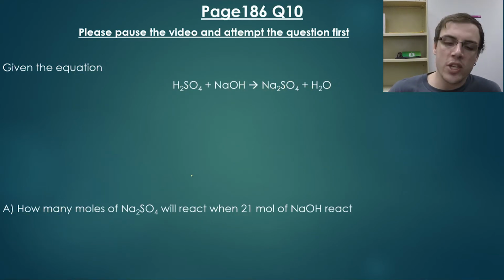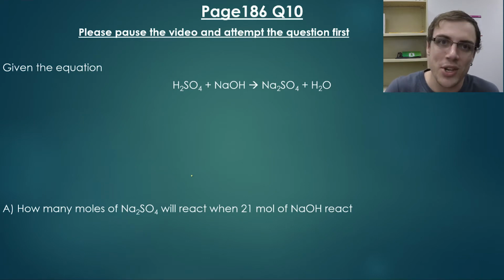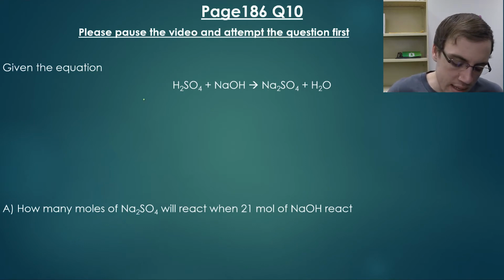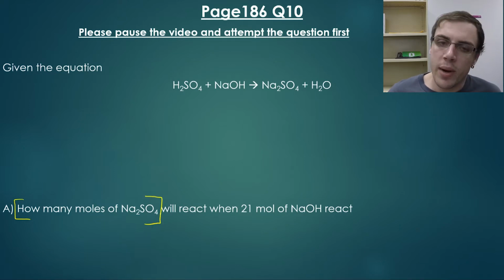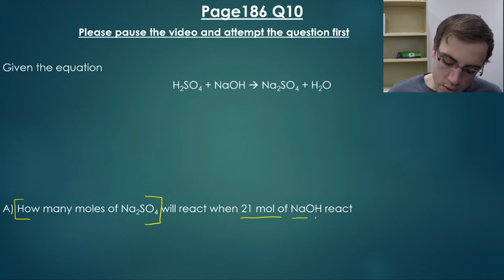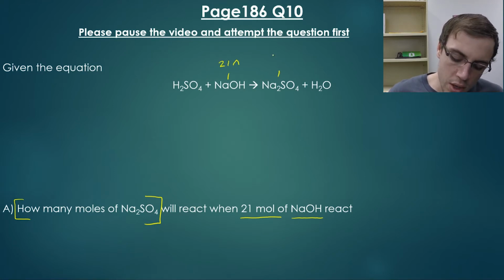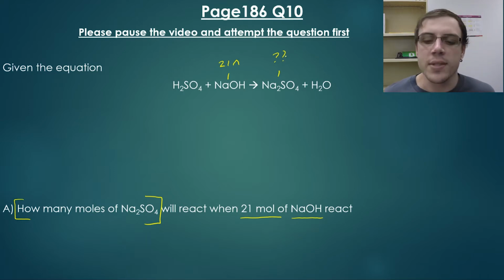Okay, let us now look at question 10. Something I should have mentioned earlier: make sure you pause the video, have a go yourself, and then we'll work through it together. The question states, given the equation, how many moles of sodium sulfate, I'll put a square bracket around that, will react with 21 moles of sodium hydroxide? So we have 21 moles of sodium hydroxide, and we want to know how many of sodium sulfate.